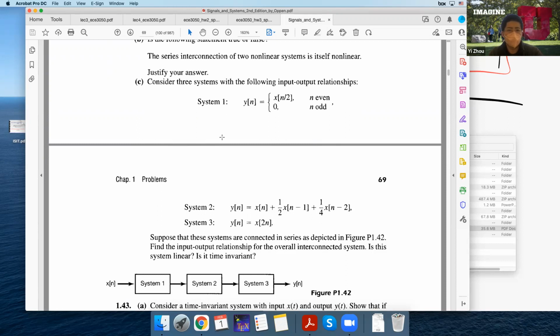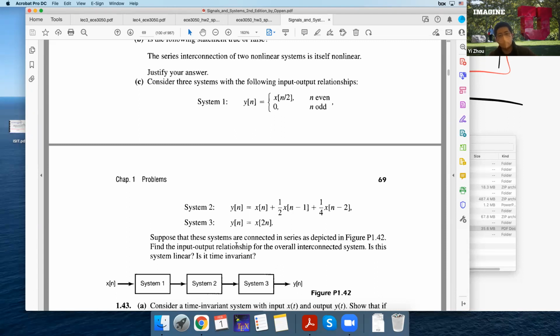So we have these three systems and they are interconnected in this way. It's very clear. For every system, the equation is given, y[n] and x[n], so the system is clear to us. Now the first system is a little bit weird. It's y[n] equals x[n/2] when n is even. So system 1 is like a sub-sampling system. It only samples out the even inputs, the inputs at the even time steps. Now system two and system three are given. Suppose the systems are interconnected in this way, find the input-output relationship for the overall interconnected system.